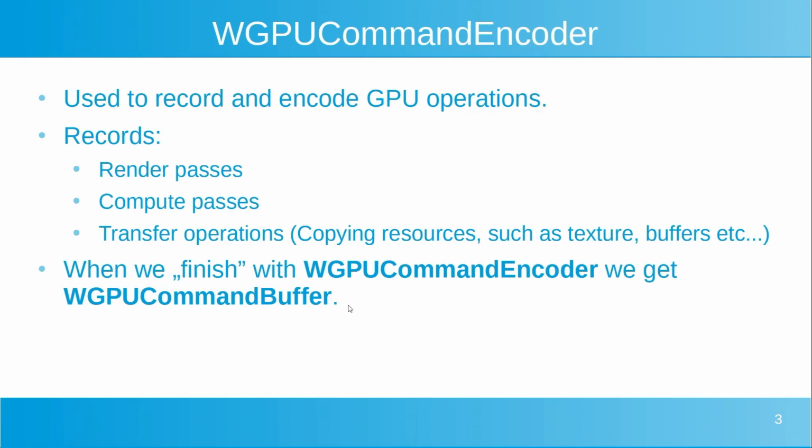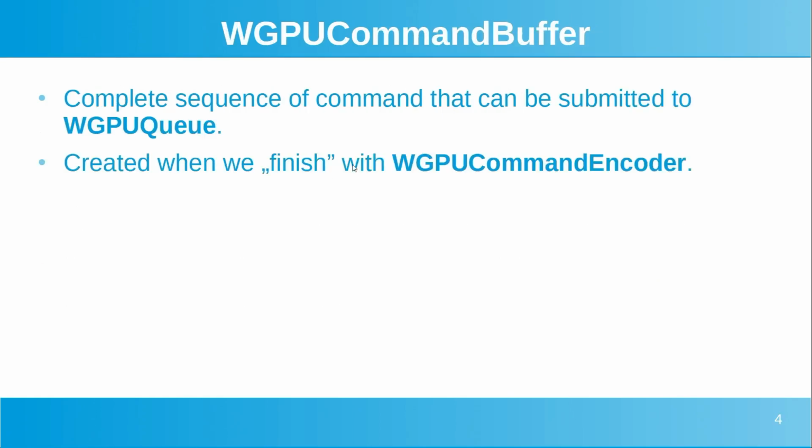And when we finish with the GPU command encoder, we can call finish, and then we get a command buffer, and that's our actual chunk of memory that's going to be passed on to the GPU. So the WebGPU command buffer is a complete sequence of commands that can be submitted to the WebGPU queue. So we have to cover the queue next. It's created when we finish with the WebGPU command encoder. So that means there is this finish method or function, and then we get this command buffer.